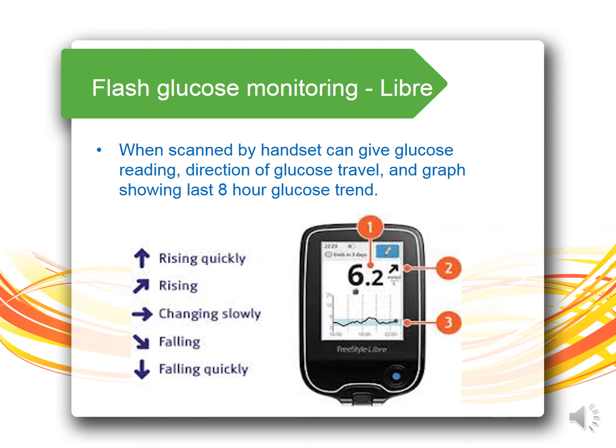On the left here it tells you what the arrow means. So a vertical up arrow means it's rising quickly, the diagonal up arrow means it's rising slowly, a horizontal arrow means it's changing slowly, and then vice versa. So you've got a downward diagonal arrow, it's falling, and then a vertical down arrow, it's falling quickly.